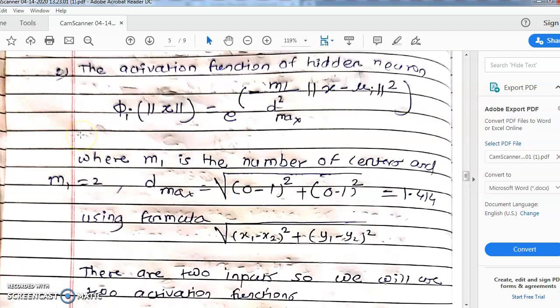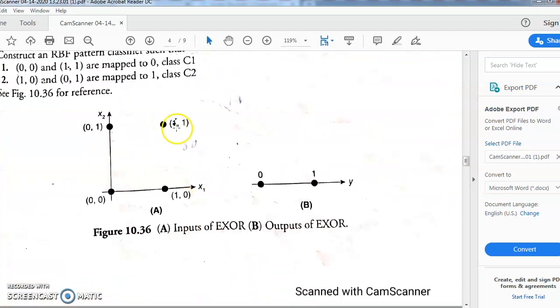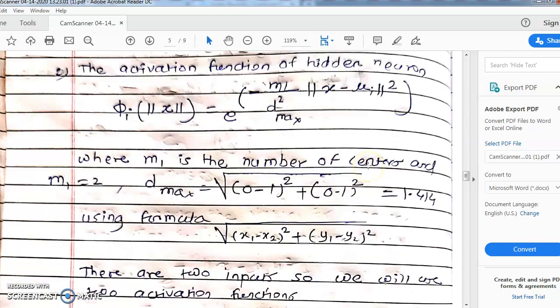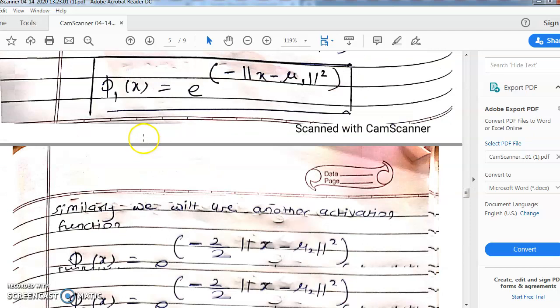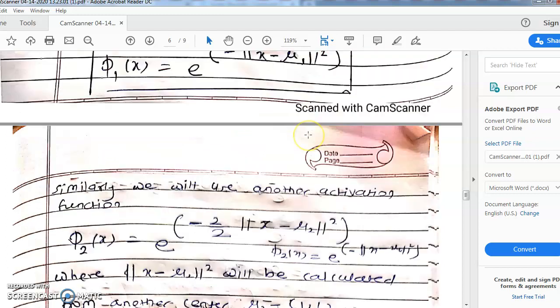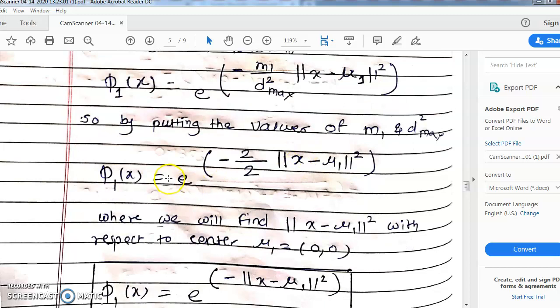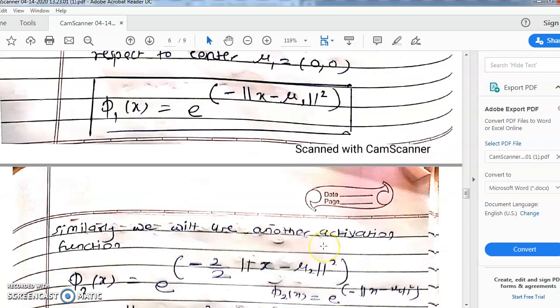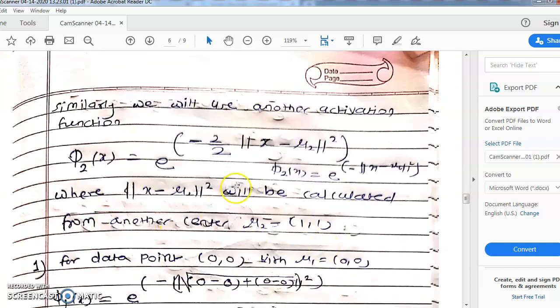As I have told you, there are two centers, so definitely we will use two activation functions. The first activation function is with respect to mu1, and the second activation function will be phi2 of x, where e is raised to minus 2 by 2, times the magnitude of x minus mu2 squared. So in the first equation we find the distance of the given data point from center 0 0, and in the second activation function we find the distance from 1 1.